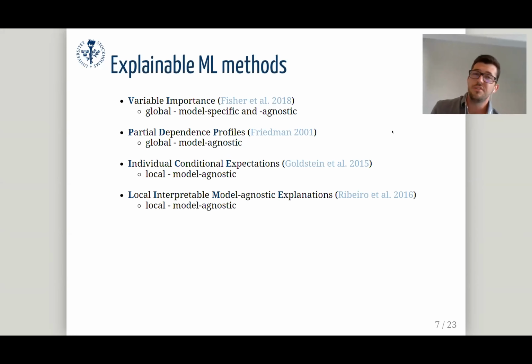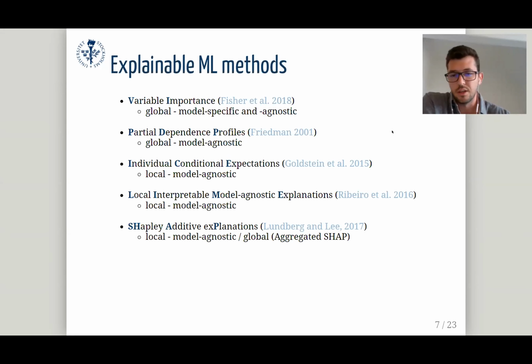And there are the Shapley additive explanations, which are local and also model agnostic. It uses game theory to compute Shapley values, which are used to also see how the features contribute to the prediction. And you can also use it in a global way if you just gather the attributions for all the features for the entire data set. You can have the aggregated plot and have a global explanation.